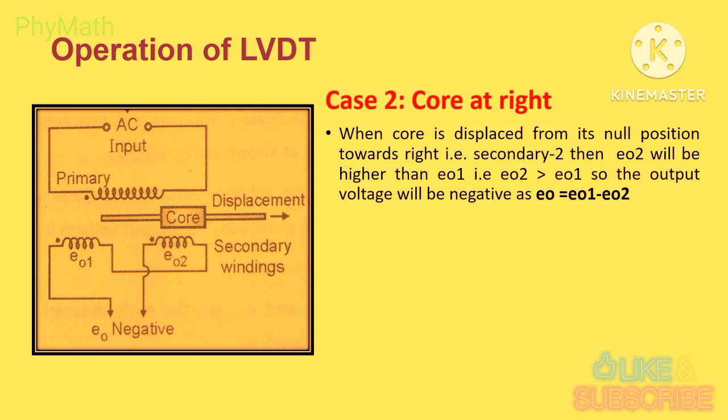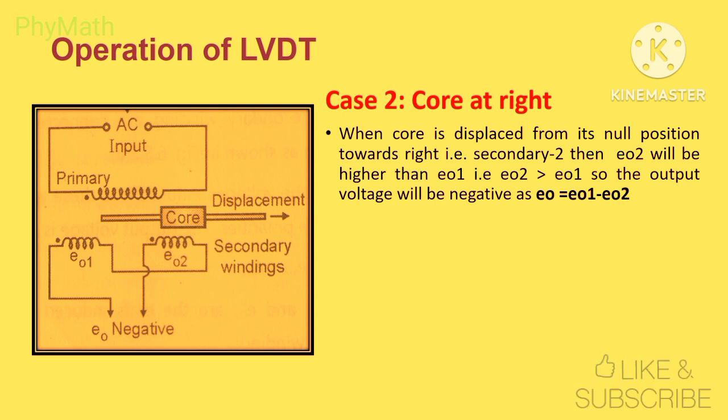Now in case number 2, when the core is displaced from its null position towards the right, the EMF induced in secondary winding 2 will be higher than the EMF induced in secondary winding 1, that is EO2 is greater than EO1. So the output voltage will be negative.